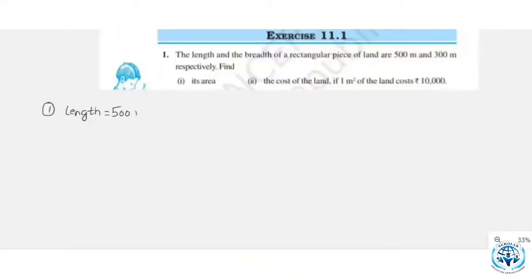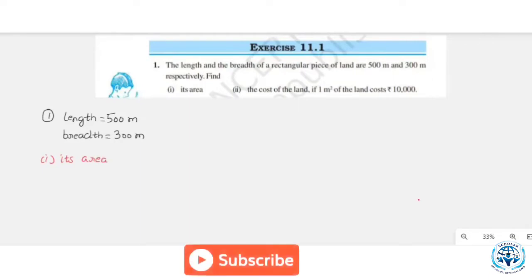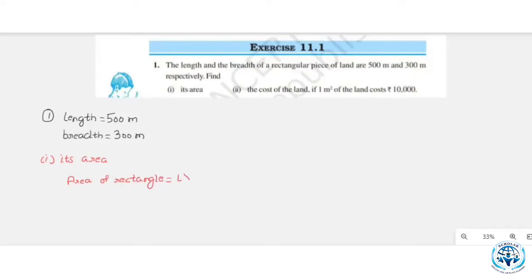Now exercise 11.1. The first question is, length and breadth of a rectangular piece of land are 500 and 300 meter respectively. Find its area. Very easy. You know the formula of the area of a rectangle, which is equal to length into breadth. That means 500 into 300. So the area will be 1,50,000. The unit will be meter square.